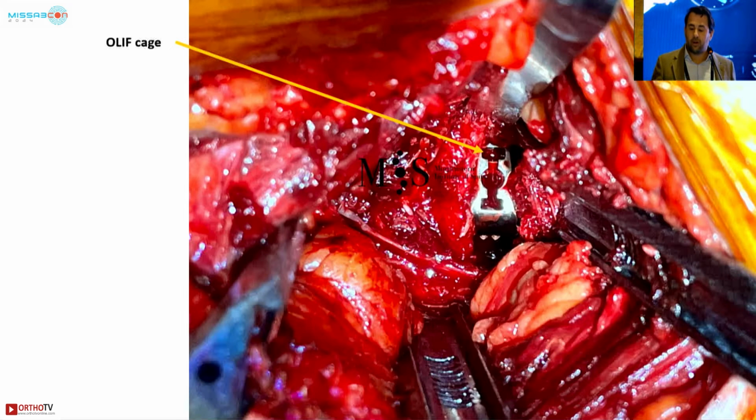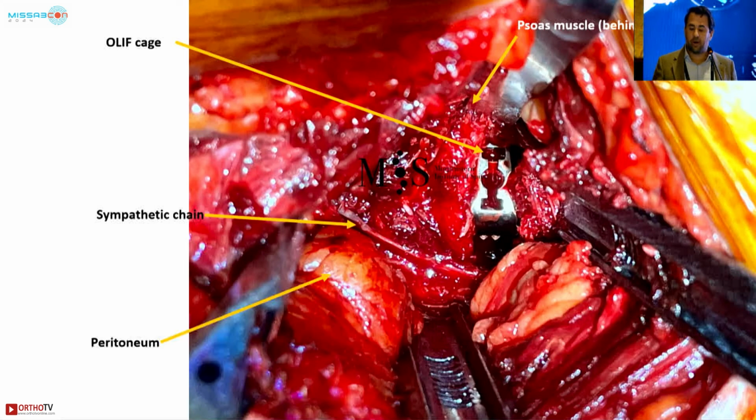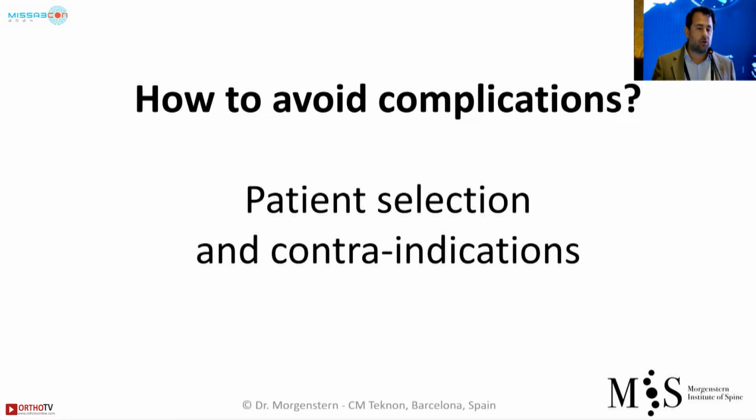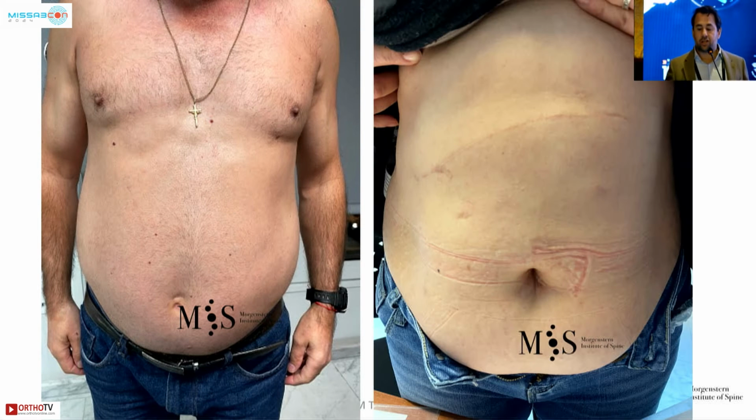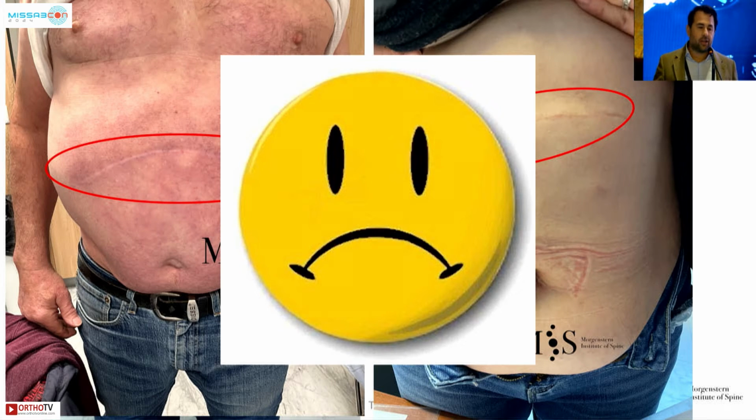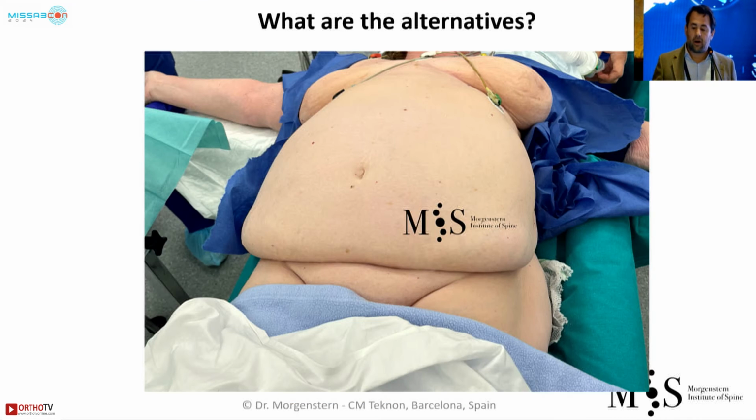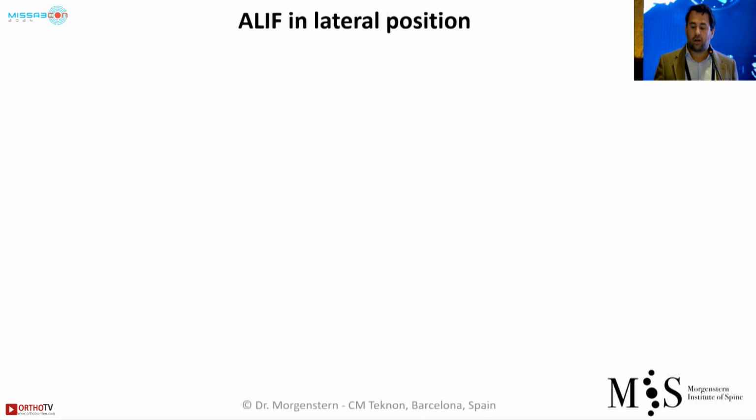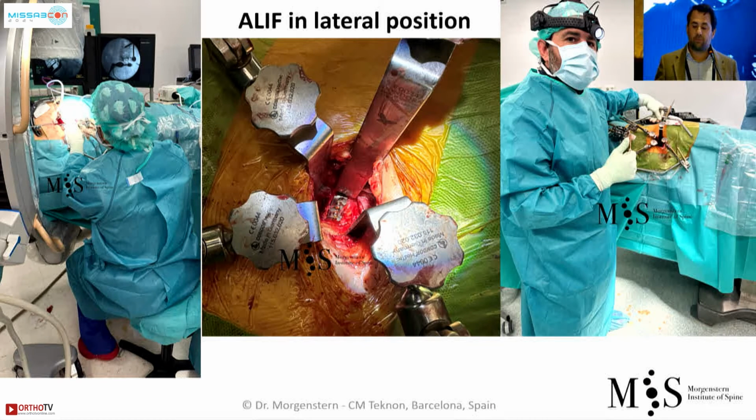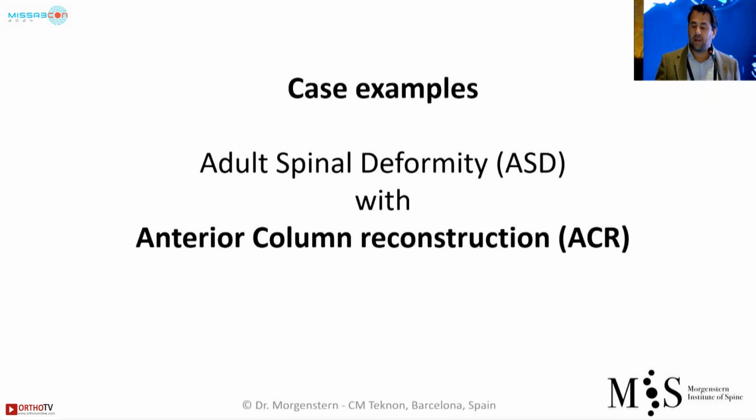Okay, OLIF. Well, you have seen many talks about OLIF. I like to do OLIF a lot. I think it's nice. Of course, you will get your complications here with eventrations. So how to avoid complications? Patient selection. If you have big patients operated previously, maybe think about another strategy. Or you can go lateral, as you can see here. You can do ALIFs in lateral position, and you can place it with the belly down, which is also helpful.